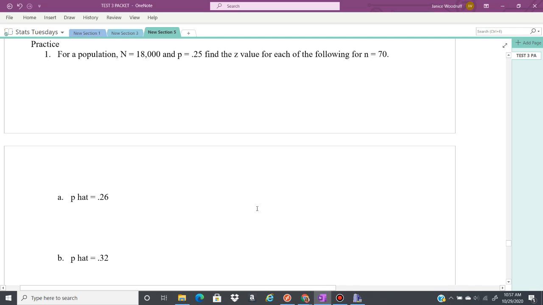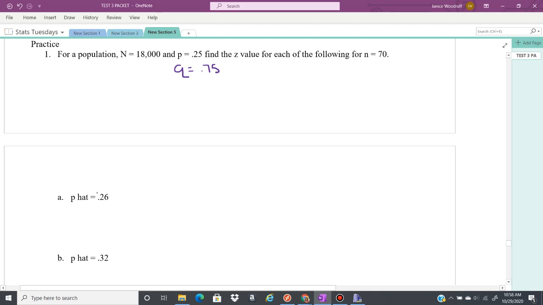All right, so for a population with the population size 18,000, a P of 0.25, find the Z value for each of the following for a sample size of 70. Okay, so here you've got a P of 0.25, which means our Q is 0.75. Sample size is 70.